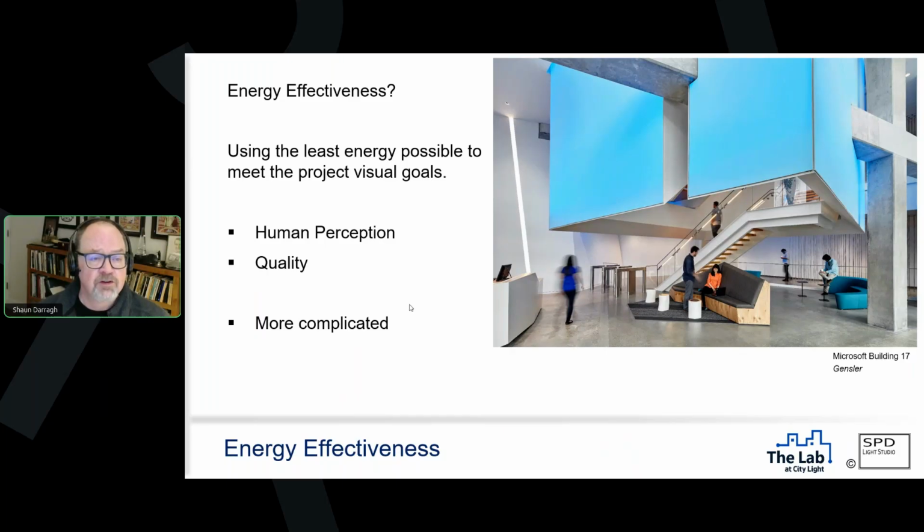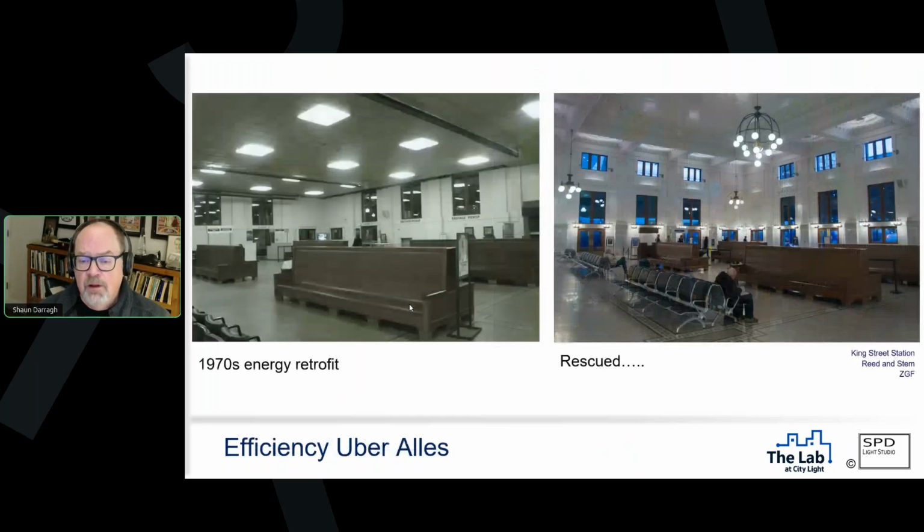So let's go on to a couple of examples. This is a space that many of you will probably know. This is King Street Station. On the left, there was an energy retrofit. This was done in the 1970s. And there were lots of things going on in the 1970s. There were energy prices spiking. There was a lack of gasoline. There was a lack of a lot of energy at the time.